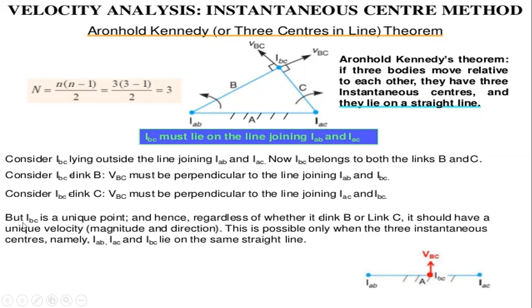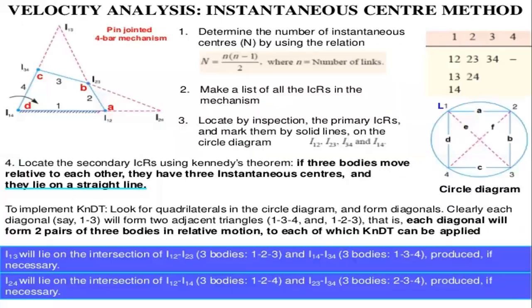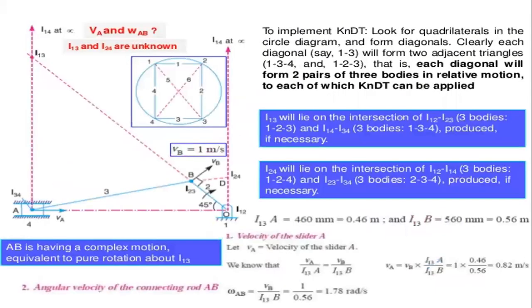But the instantaneous center of BC is a unique point, and hence regardless of whether it is considered on link B or link C, the links will move relative to each other. That is, it should have a unique velocity, that is magnitude and direction, and this is possible only when the three instantaneous centers, namely IAB, IAC and IBC, are on the same straight line. So that is Kennedy's theorem, which we have seen in the last class.